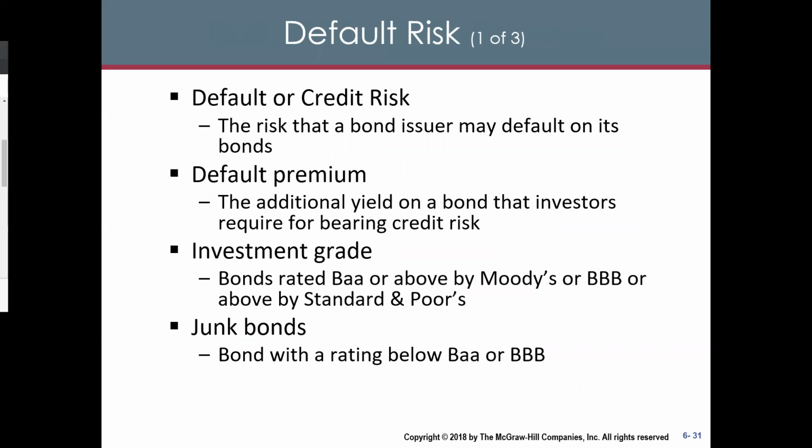So we talked about the interest rate risk in the previous video, and there are also other risks associated with bonds. And the most important one actually is the default risk. The default risk is the risk that a bond issuer may default on its bonds. As we said earlier, the coupon payment of a bond is a legal obligation.